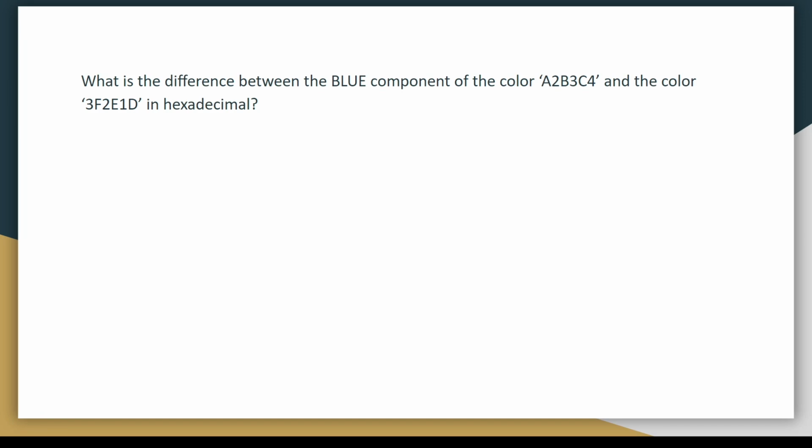So the blue component, if you remember, is the last 2 digits. So these two digits and these two digits. So it's C4 minus 1D.